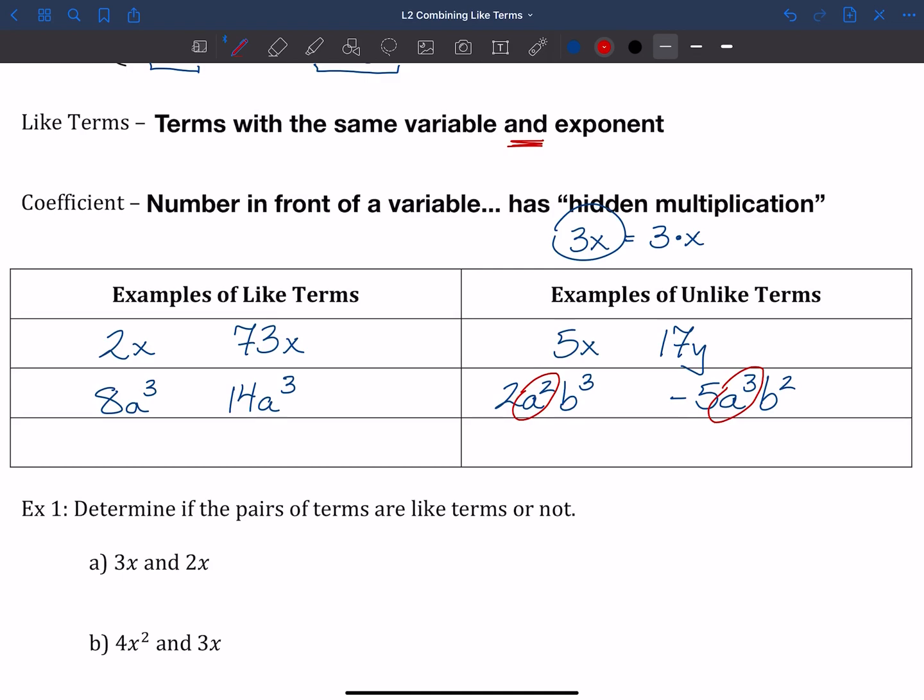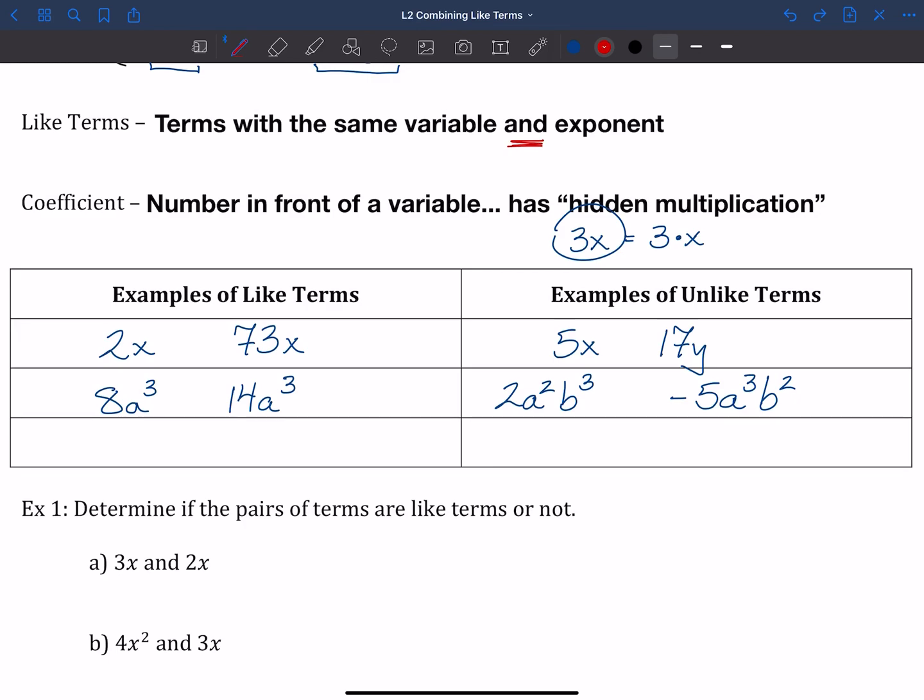The fact that those don't match means that these aren't like terms. The same thing is true for the b's. This is b to the third, and this is b squared. That doesn't work. We cannot combine those because they don't match up. So it can get a little confusing sometimes.